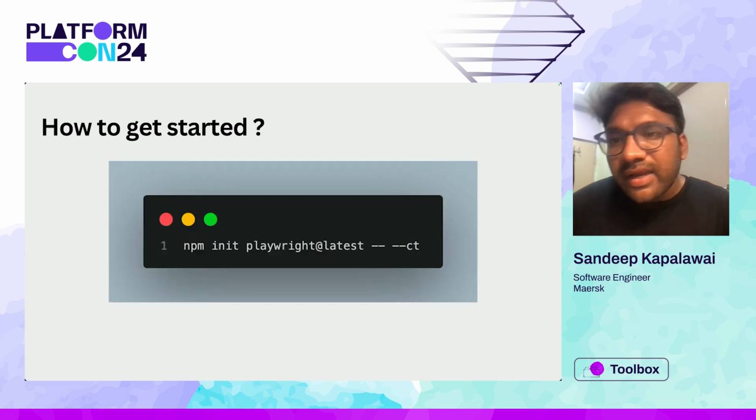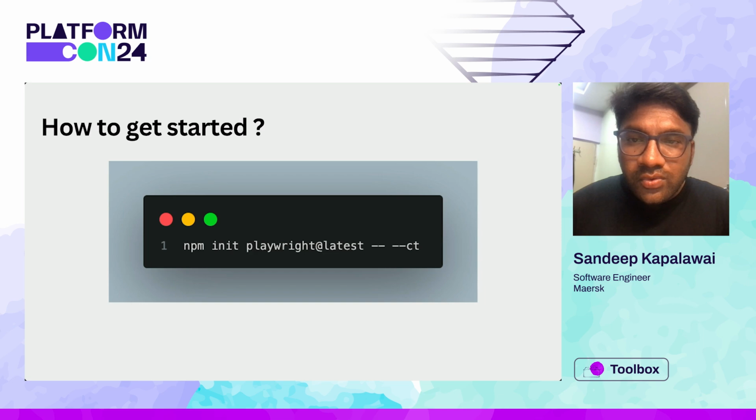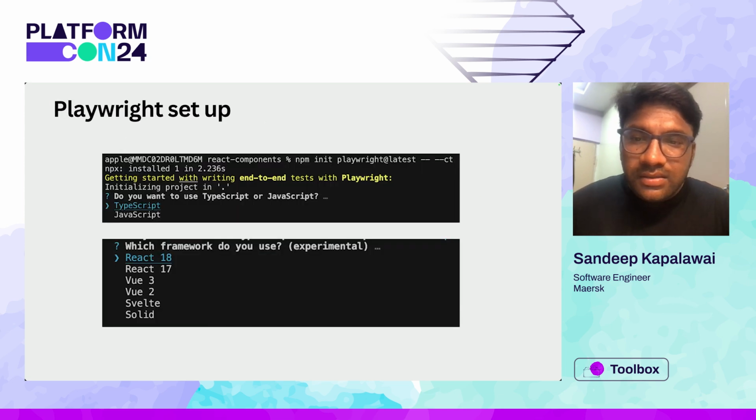So to get started with Playwright, if you have a repo which is yet to be created, or if you have a repo which is on React or Vue, you can initiate Playwright using this command: npm init playwright@latest, which is basically the latest version, with -- --ct meant for component testing. When you run this command, you get a Playwright prompt where you can create your framework as per the library that you're using.